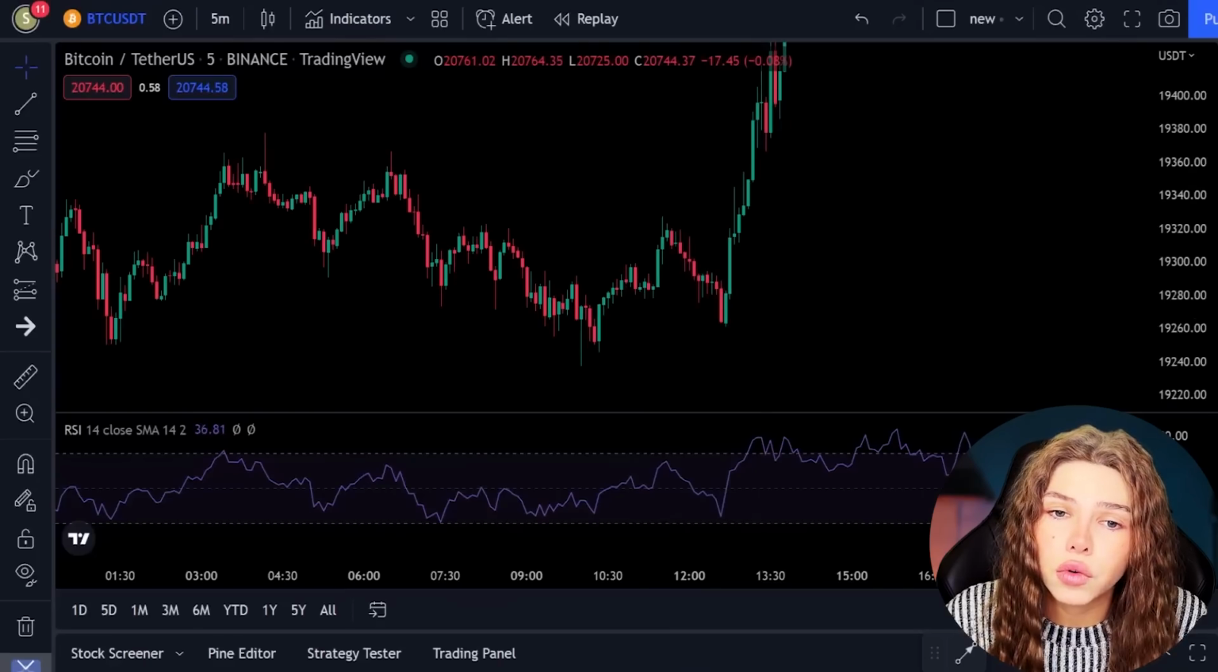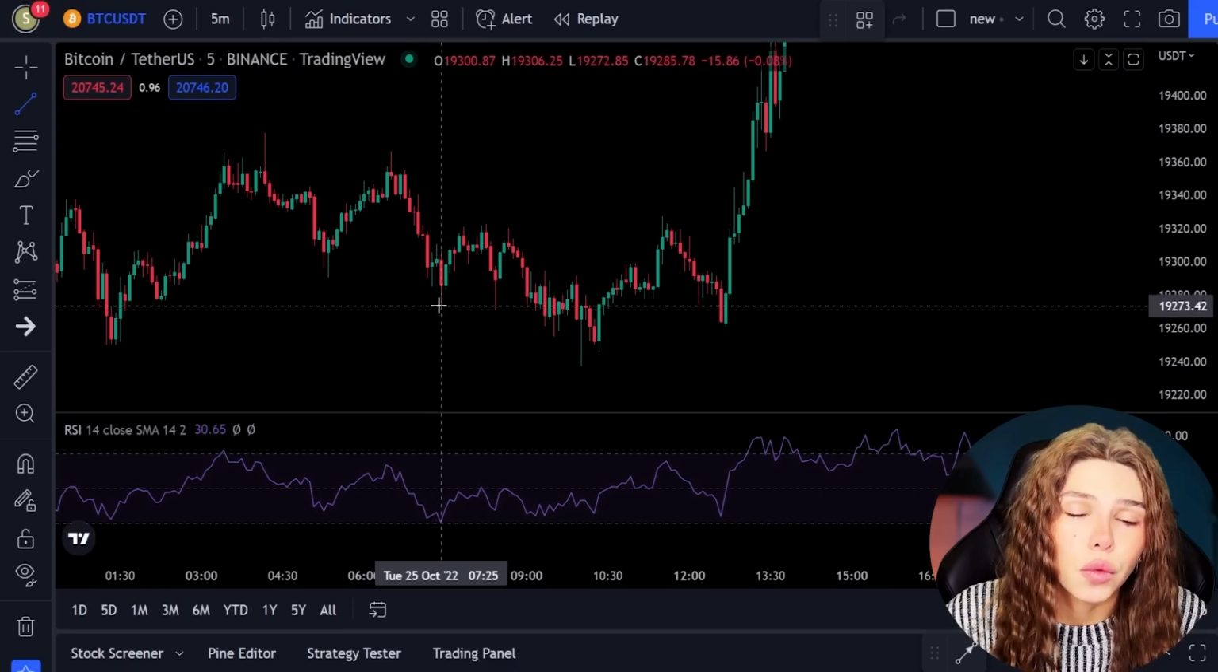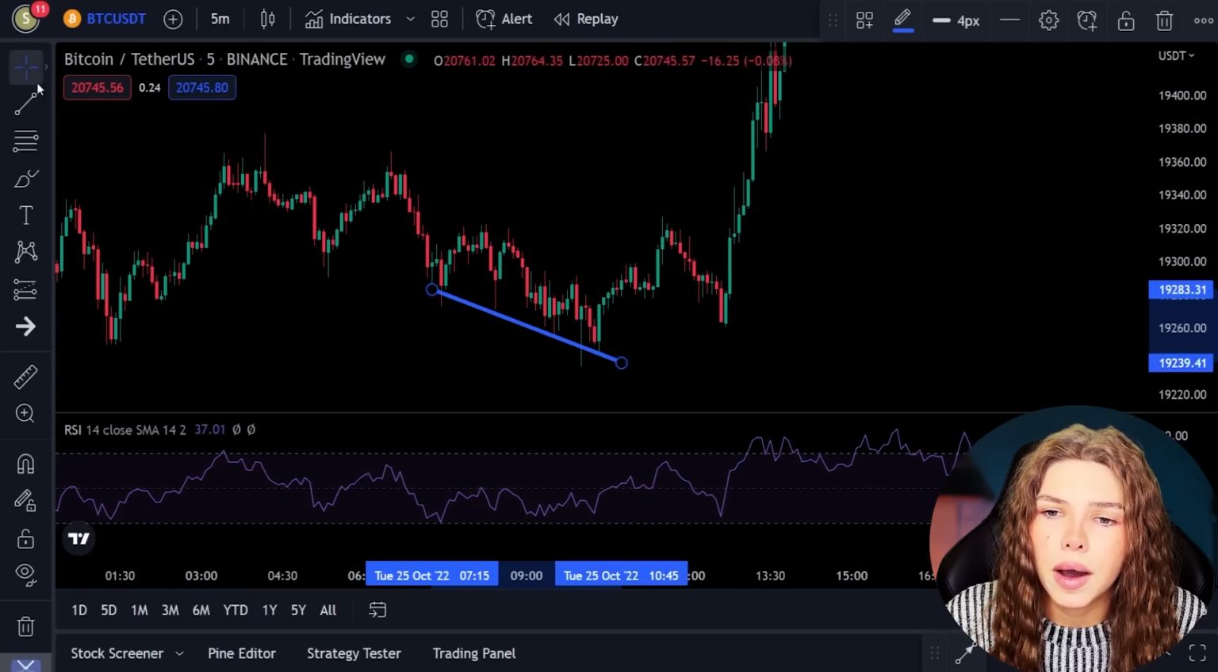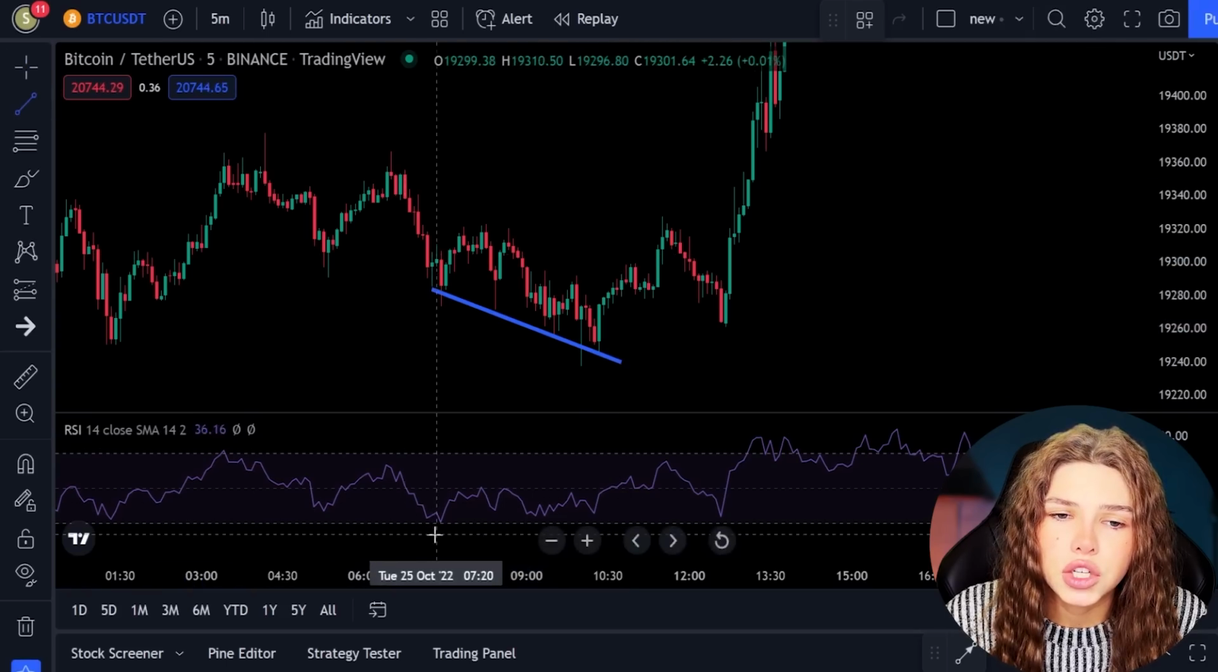In a rising market, of course, it also works. Now in a rising market, we are waiting for the RSI to drop below the 30 level. We see that happening here. And as you know by now, we are not opening the position directly.